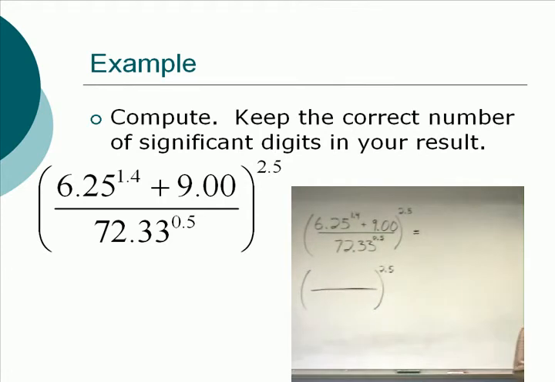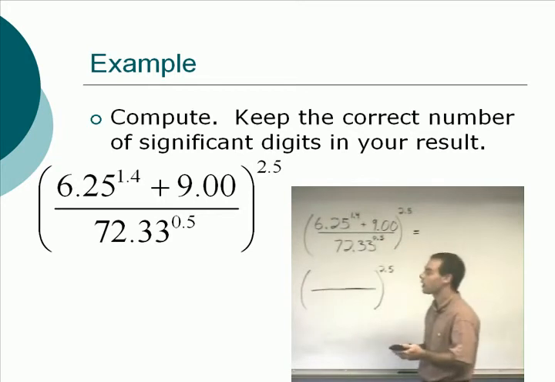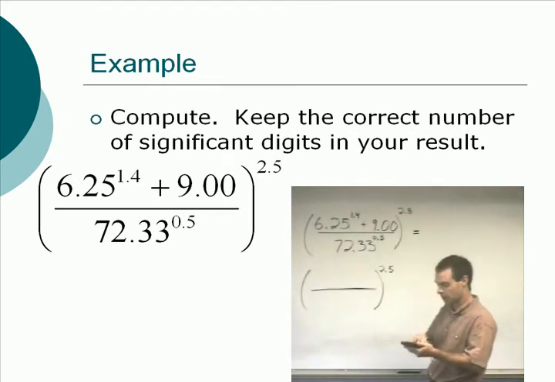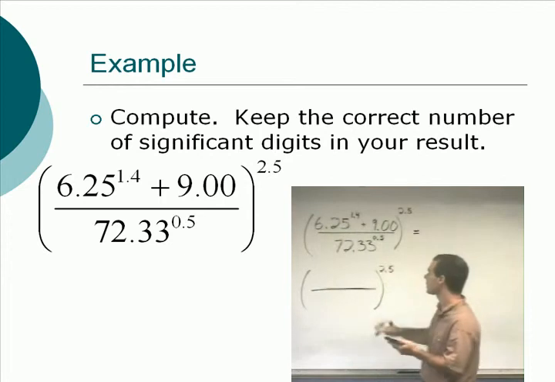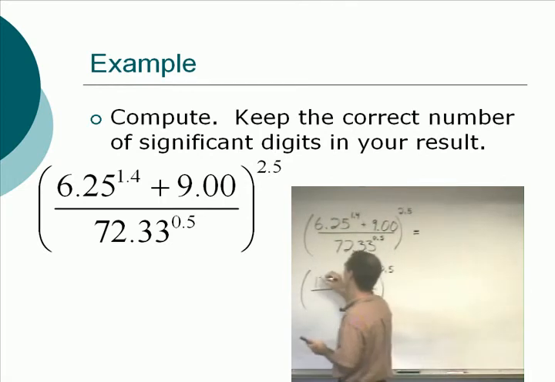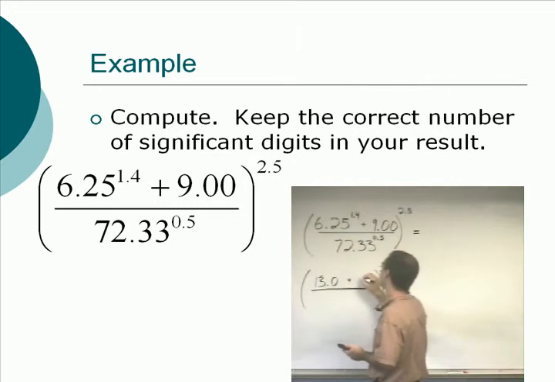Well, what should we attack first in there? Top left, 6.25 to the 1.4th power. Now, how many sigdigs will we have when we compute that? 3. There's 3 in the base. The number and the exponent don't matter, and so we're going to keep 3, and that turns out to be 13.0. Yep.